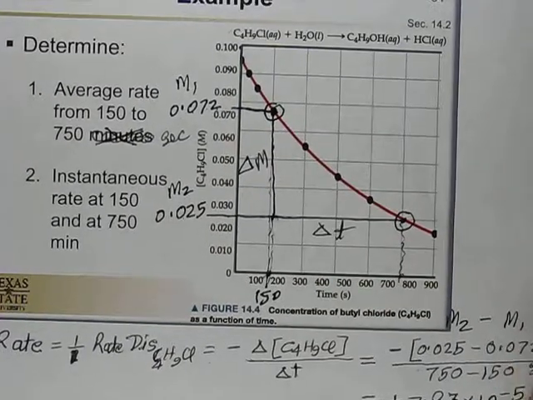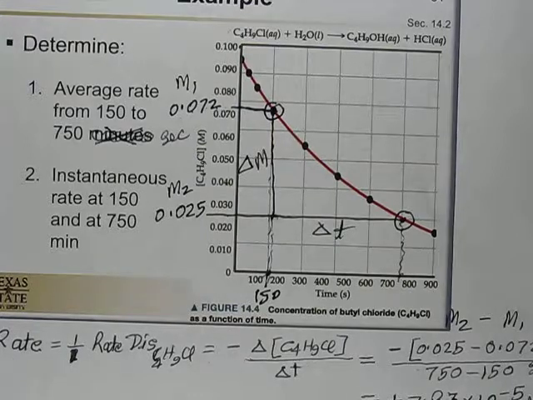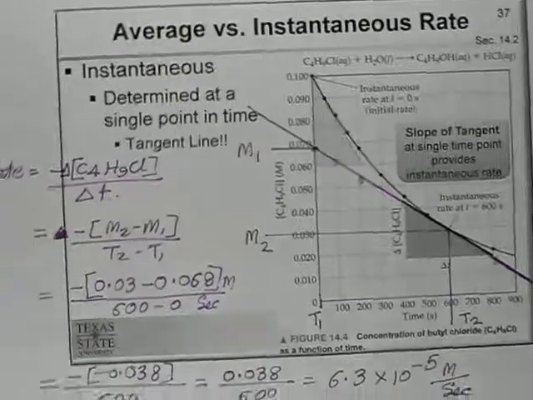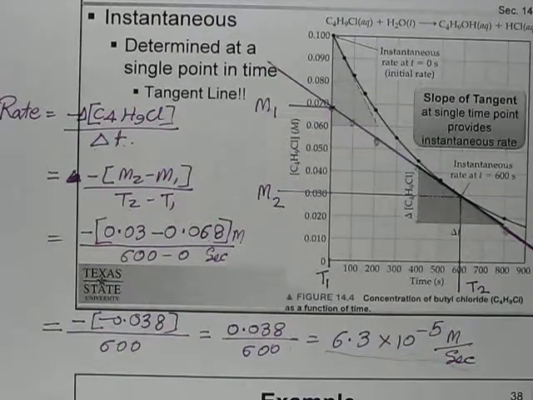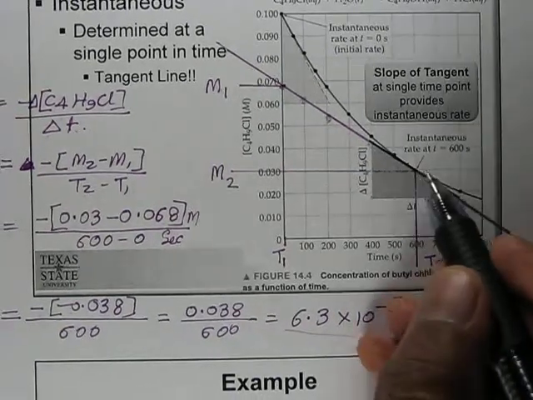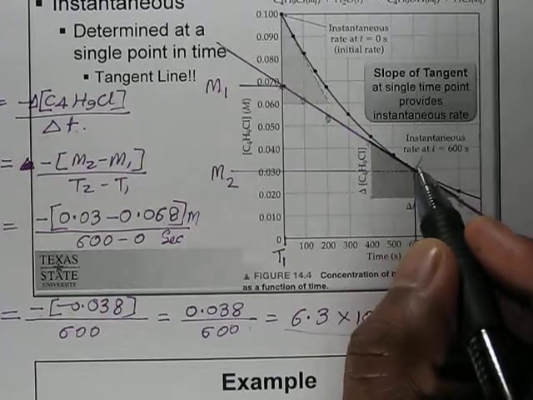So this is the example for average rate calculation. Now we will see how to calculate the instantaneous rate. I would like to show you instantaneous rate calculation here first, so that you can understand how we are going to calculate. Suppose we have to calculate the instantaneous rate at 600 seconds.